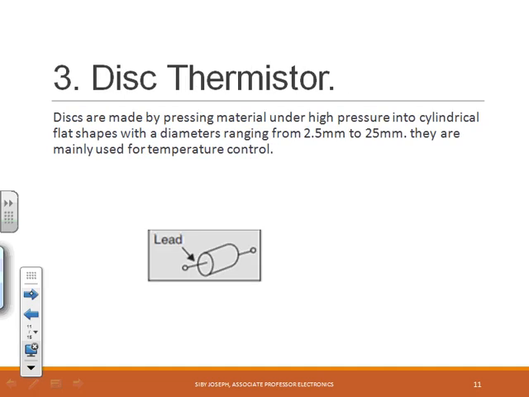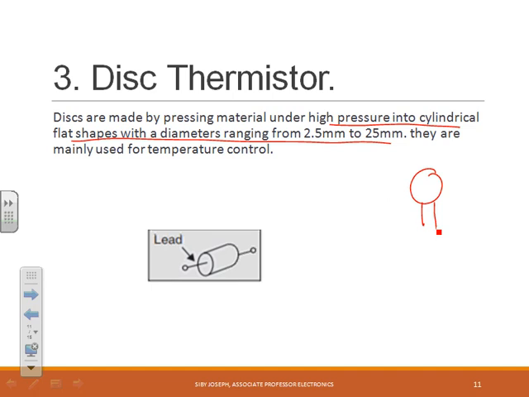And the third one is disc thermistors. Discs are made by pressing the material under high pressure into a cylindrical flat shape with diameter ranging from 2.5 millimeter to 25 millimeter. They are mainly used for temperature control. In the bead type, the leads are in the same direction like this. Here in the disc type, the leads go in opposite directions. So they can be used easily in PCBs and so on.